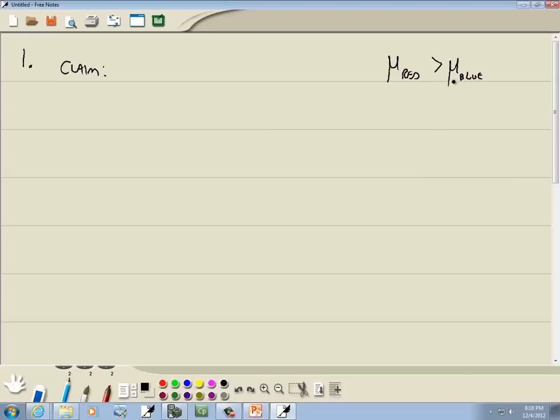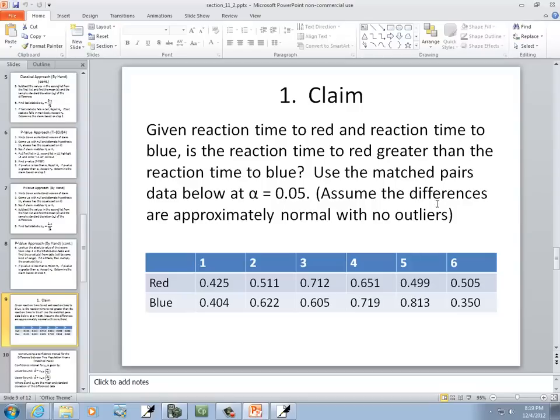Now we want to write this in terms of differences. So I'm going to take the mu sub blue to the left side. So that gives us mu sub red minus mu sub blue is greater than 0. And we want to write this as differences. So that's mu of differences is greater than 0. And this book uses the convention of just putting a d there. So the claim they're giving us is mu sub d is greater than 0.